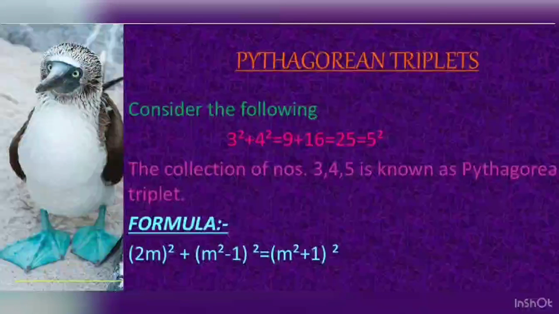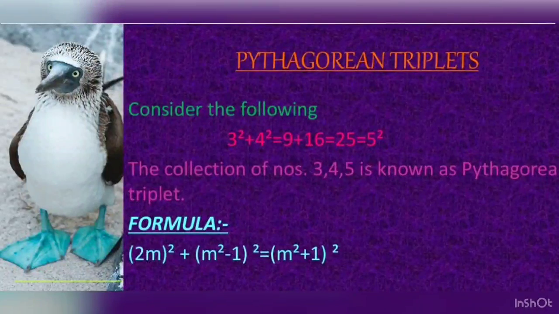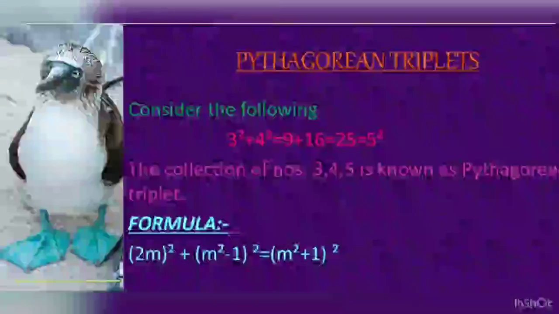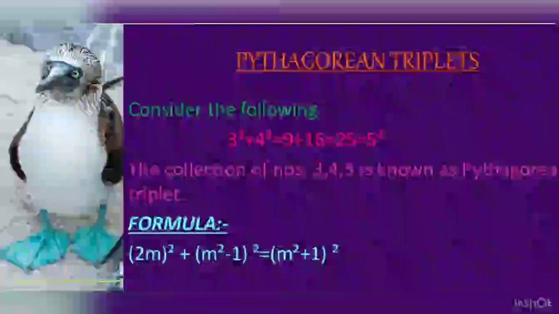To understand this, let us take the example of the numbers 3, 4 and 5. We know that 5 is the largest one, so leave it alone. The sum of squares of 3 and 4 is equal to 25, and 25 is equal to 5 square, the square of the third number. It means 3, 4 and 5 are Pythagorean triplets.